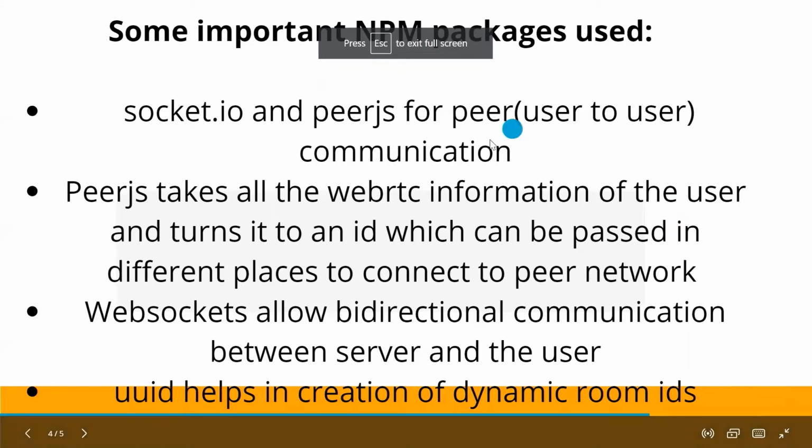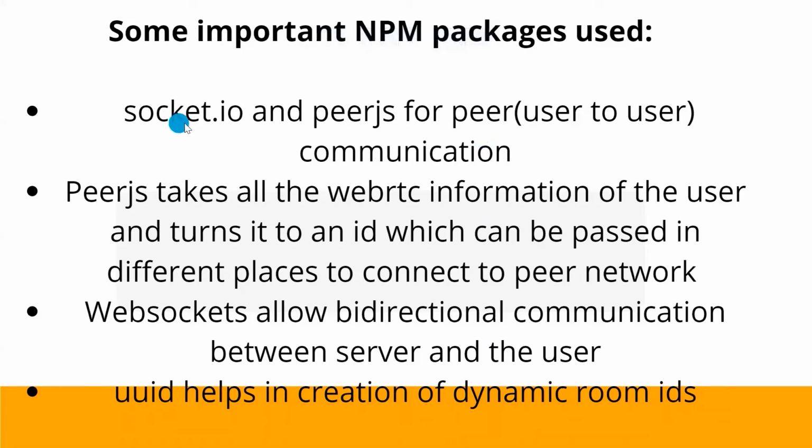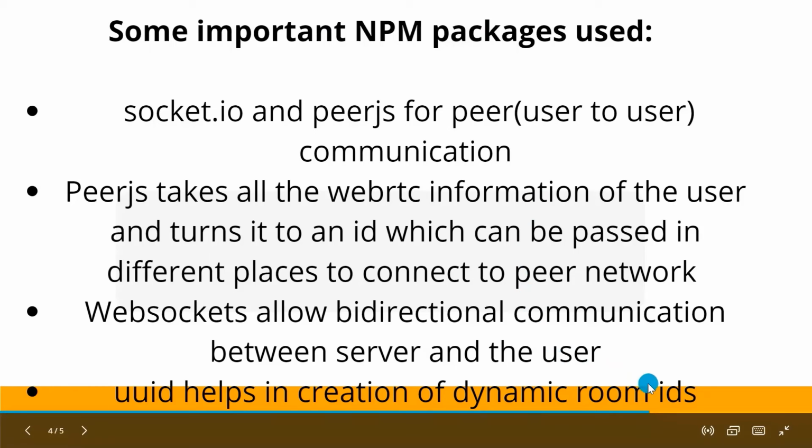Some important NPM packages used. Socket.io and PeerJS were used for peer communication. PeerJS takes all the WebRTC information of the user and turns it into an ID which can be passed in different places to connect to peer network. WebSockets allow bidirectional communication between server and the user, and UUID helped in creation of dynamic room IDs.